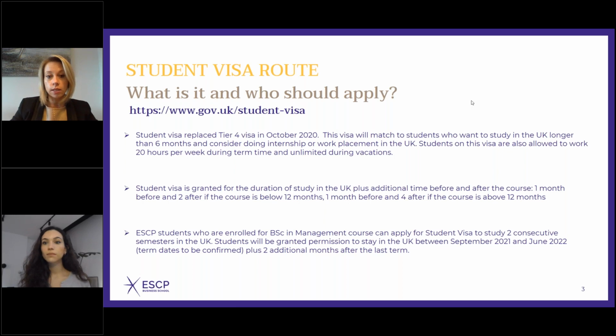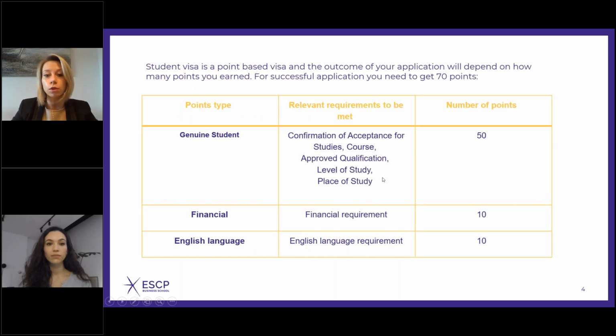And what does it take to have a successful application for a student visa? The student visa is a points-based visa system, which means that you need to have a certain number of points in order to have a successful application. These points are 70 in total, out of which 50 you will get if you prove that you are genuine students. So how can you prove it?